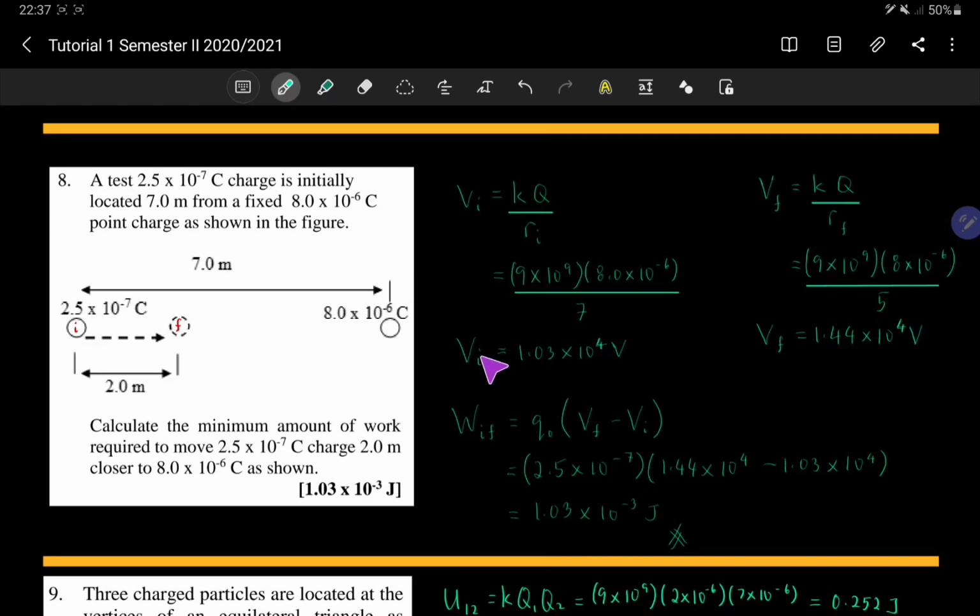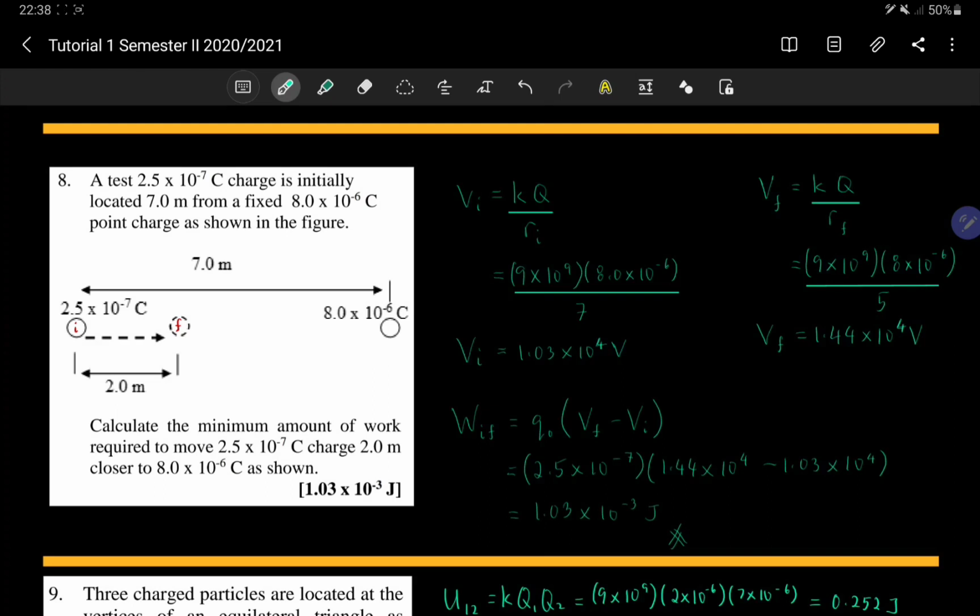Having V initial and V final, we just substitute into the equation of work. Again, work from initial to final equals test charge q naught multiplied by V final minus V initial. So substitute V final here, also V initial here, and then q naught given is, where is it? The test charge is 2.5 × 10^-7. Substitute, and then you will get the work done equals 1.03 × 10^-3 joules. So this is the way.